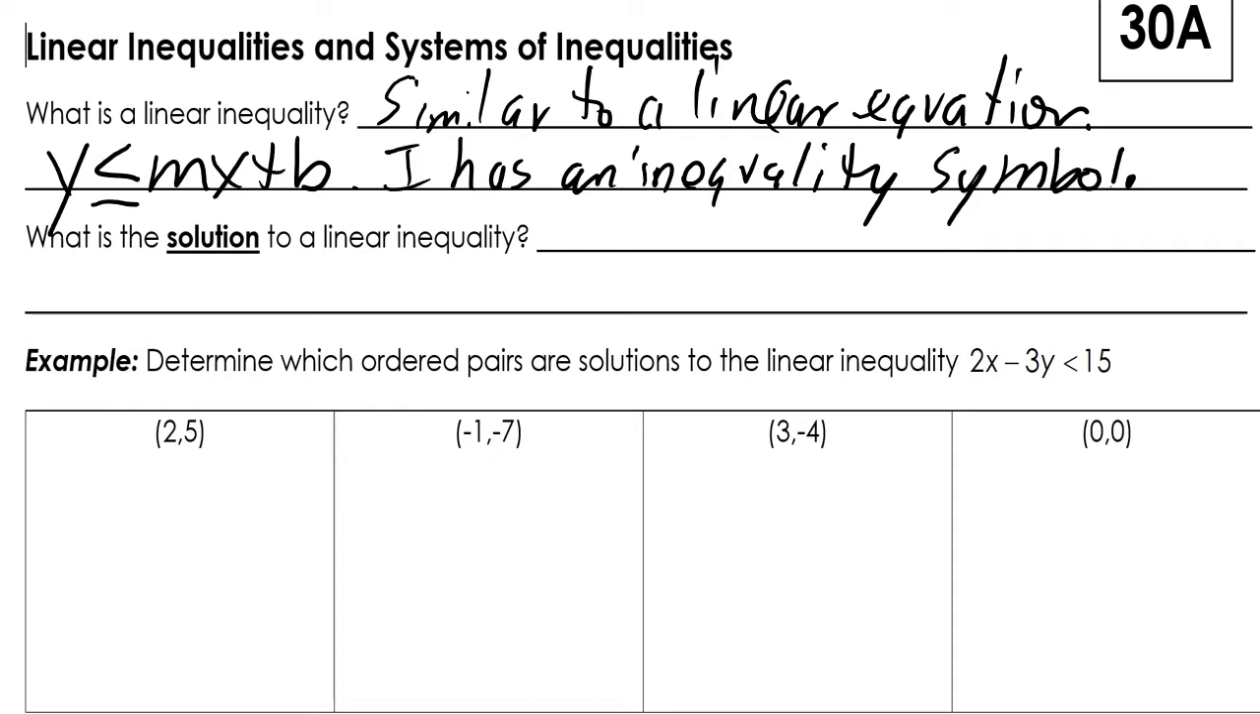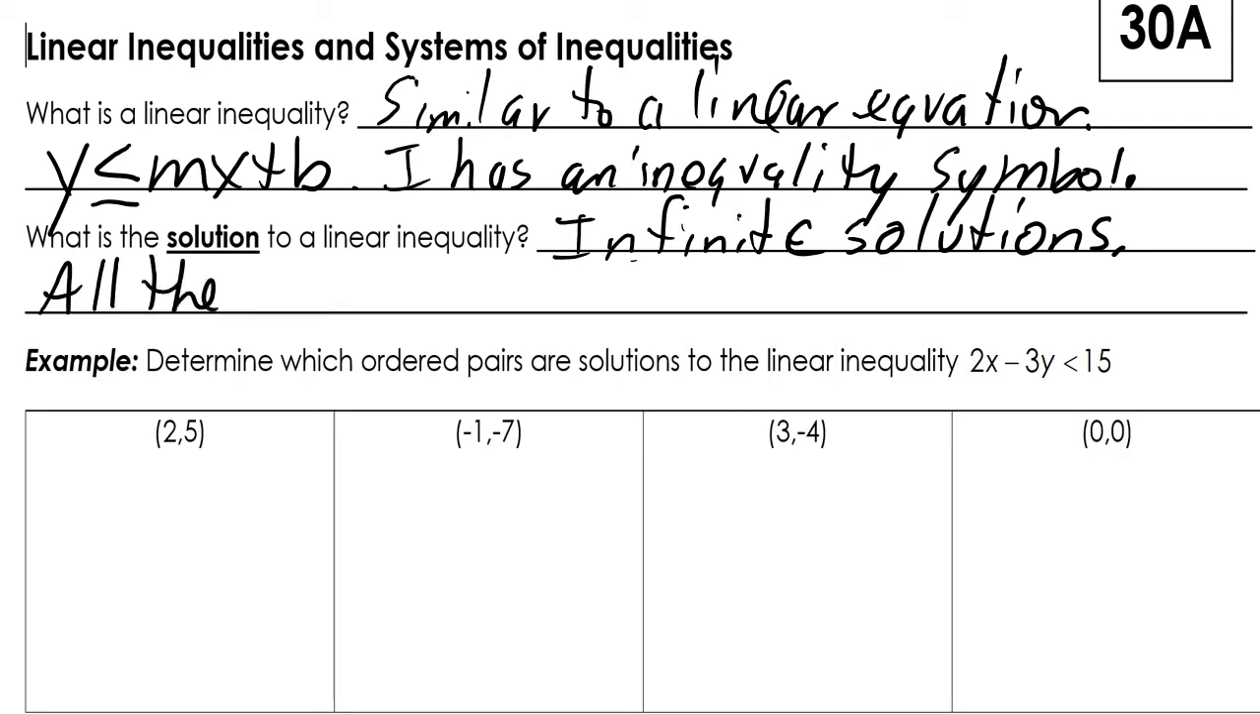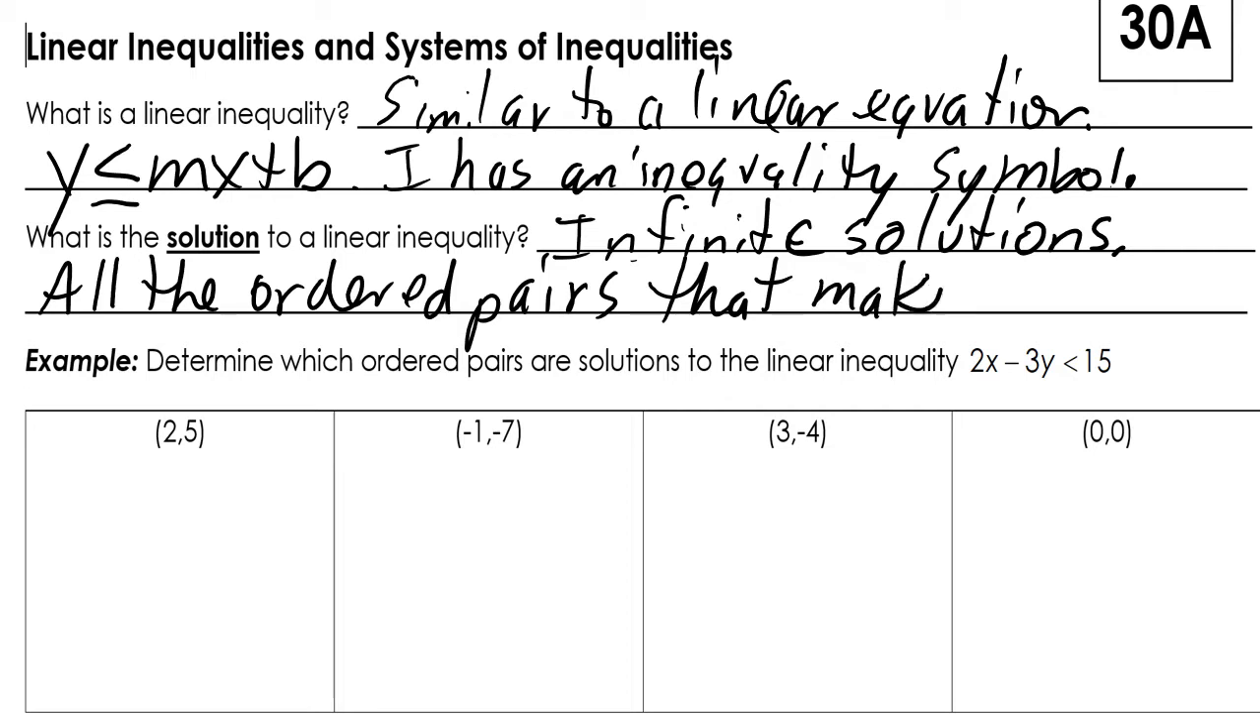What are the solutions to a linear inequality? I know the question says what is the solution, but there are infinite solutions to a linear inequality, and that's what we'll use our colored pencils to show. So the solutions are going to be all the ordered pairs that make the inequality true. I'm running out of space.